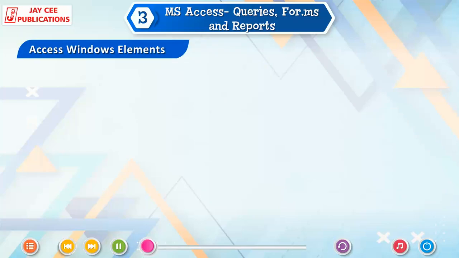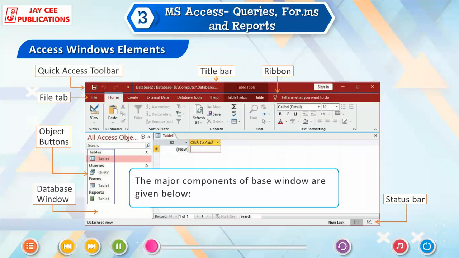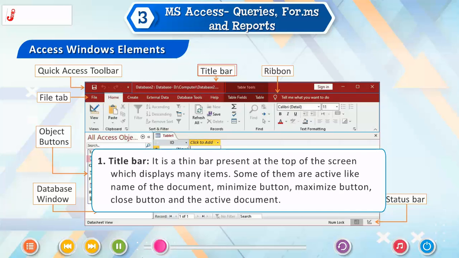Access Windows elements. The major components of base window are given below. 1. Title bar. It is a thin bar present at the top of the screen which displays many items. Some of them are active, like name of the document, minimize button, maximize button, close button, and the active document.